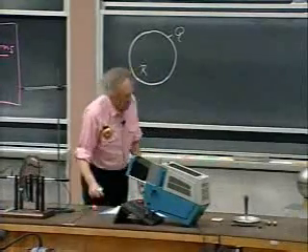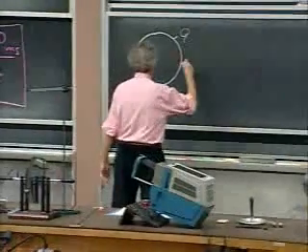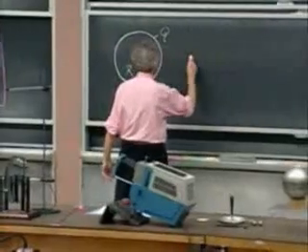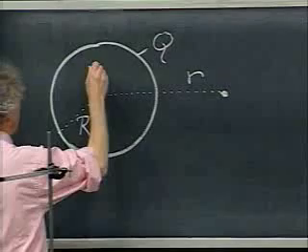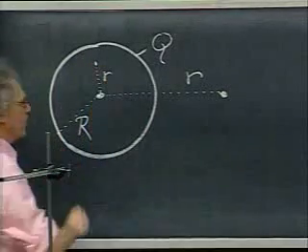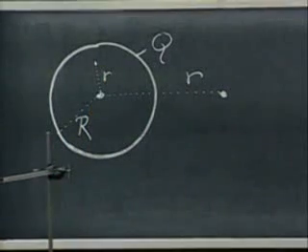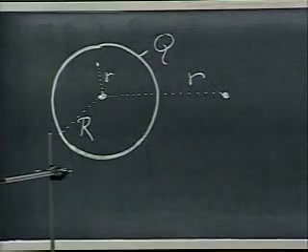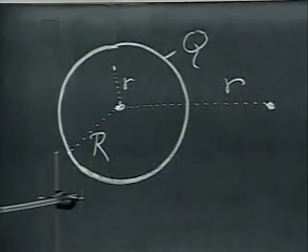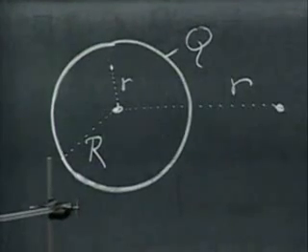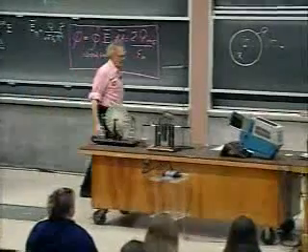And I would like to know now, what is the electric field here at a distance r from the center, and what is the electric field here at a distance r from the center. In other words, I want to know what is the electric field everywhere in space, just due to this uniformly charged sphere. And with Gauss's law, it just goes like that.